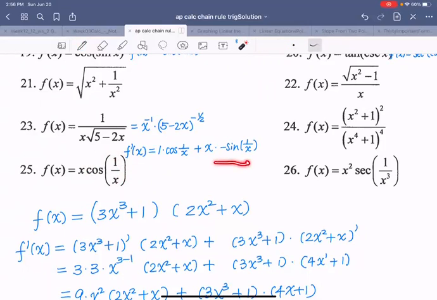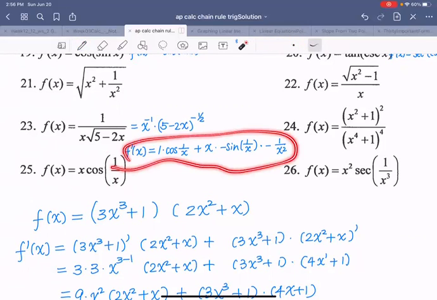No, because you haven't taken care of the 1 over x yet. This guy times this guy's derivative, which is negative sine of the whole package here. You have this guy here. It is not x, it's 1 over x. So you times the chain rule. 1 over x's derivative is negative 1 over x squared. Okay, so that's the answer for number 25.